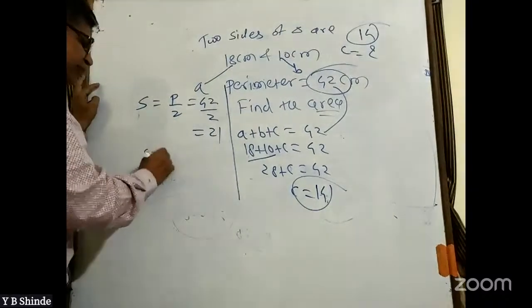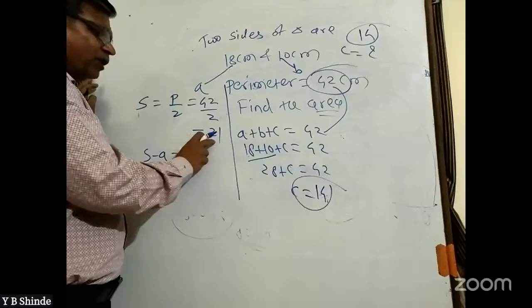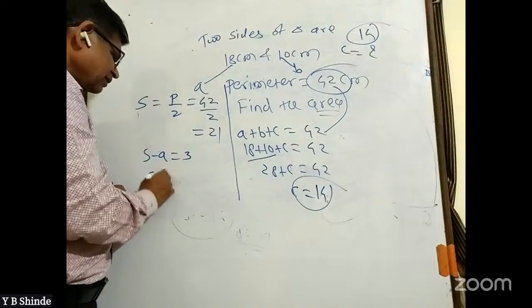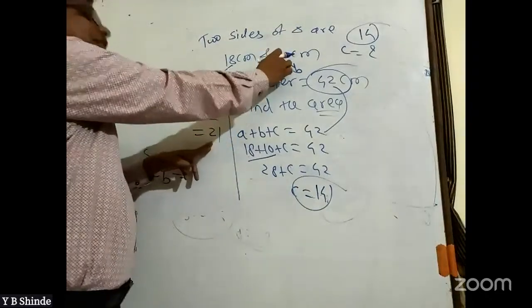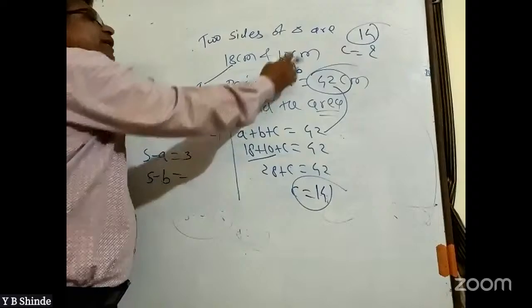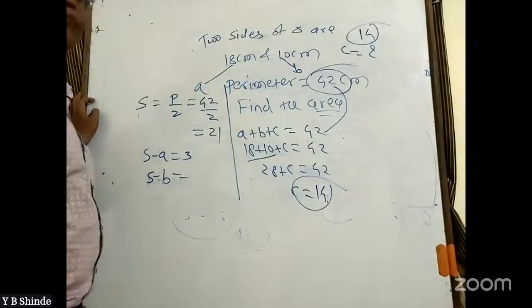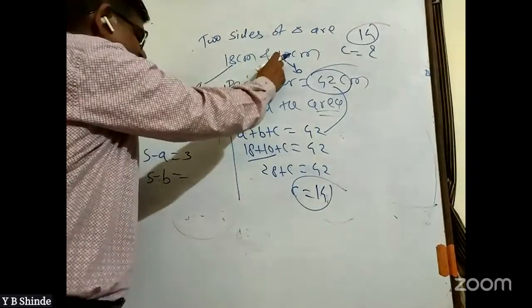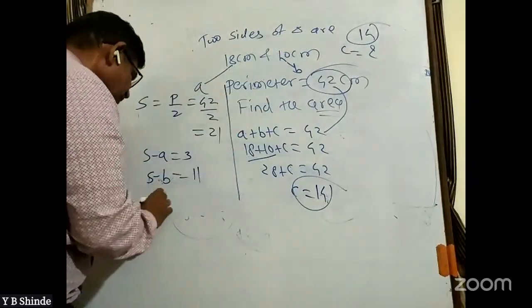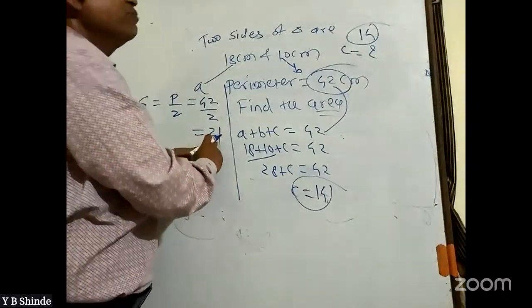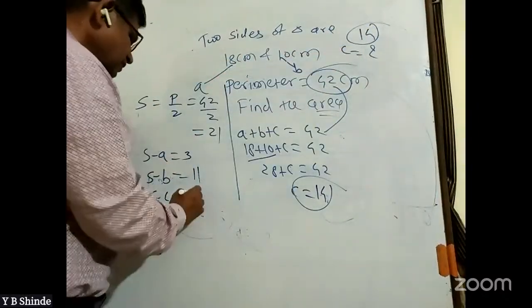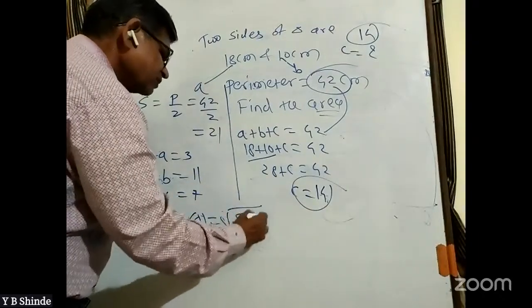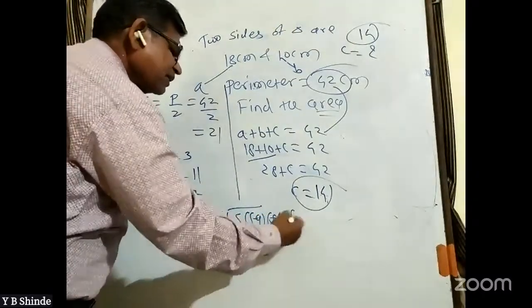So what is the value of S minus A? S is 21. 21 minus 18, that is 3. S minus B, 21 minus 10, what is it? 42 upon 2 is 21. 21 minus 10 is 11. Yes. S minus C, 21 minus 14, what is it? 7. And so what is the area of the triangle? Root of S into S minus A, S minus B, S minus C.